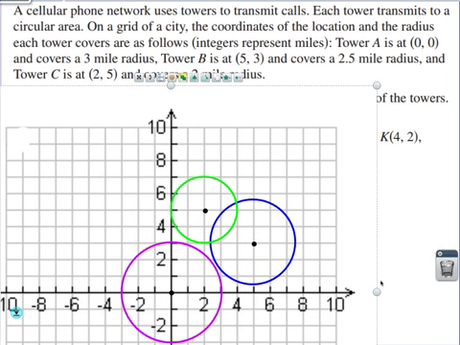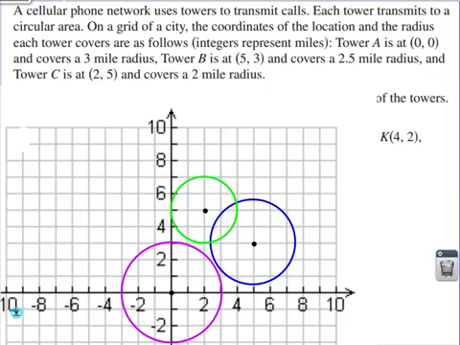Again, it says, let's go through these. Tower A is at 0, 0. Here's your first tower and it transmits 3 miles. Tower B is at 5, 3 and transmits 2.5 miles, 2.5 boxes in all directions. And then tower C is at 2, 5 and transmits a 2-mile radius. So let's go through and do these real fast.